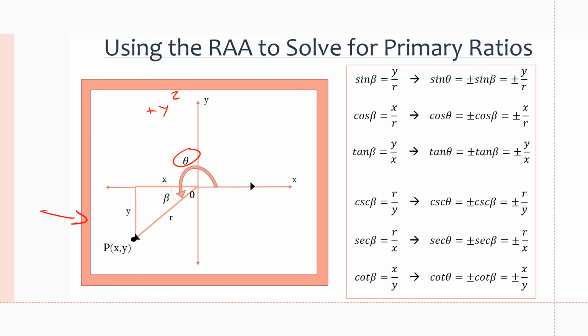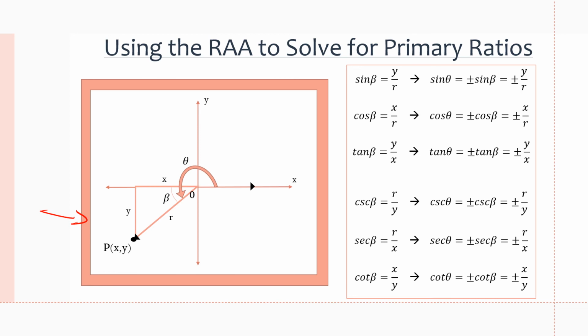Our terminal arm is our hypotenuse. Now to find the ratios of our principal angle theta, we need to find the ratios of our related acute angle beta, and then simply place a positive or negative sign in front of our ratio, depending on what quadrant we're in.